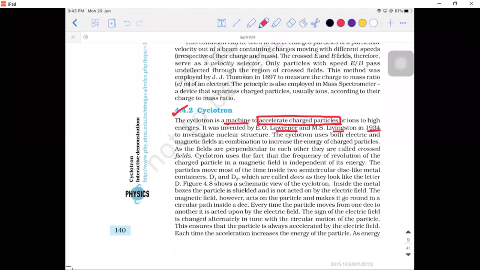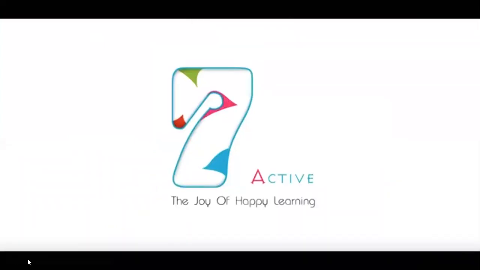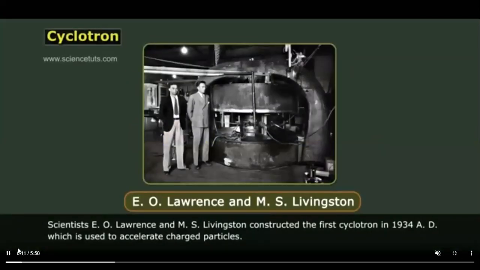So what this device is all about, I will show it to you now. Observe. So you're able to see the screen, right? Lawrence and Livingston, they were the ones who constructed this device in the year 1934. This is how the device is going to look like. So what the cyclotron is, why is it used? It is used to accelerate whom? Accelerate the charged particles. Now observe.